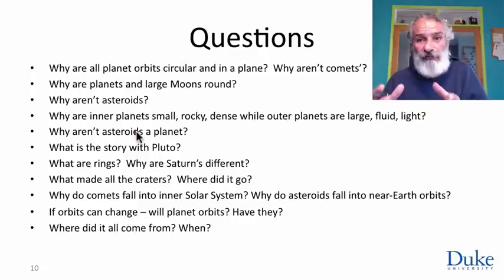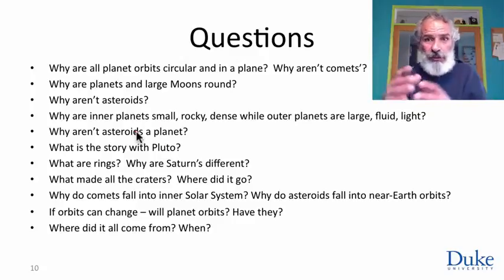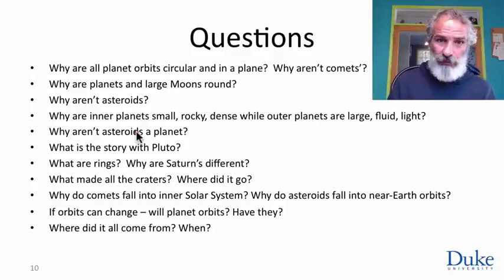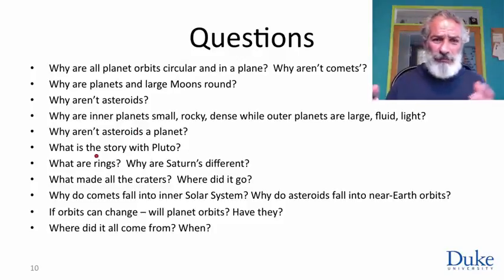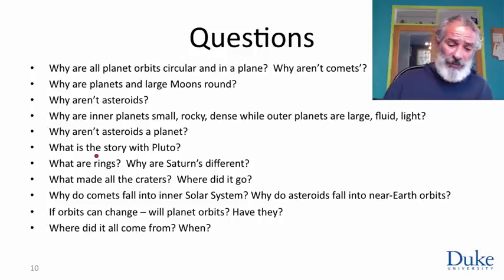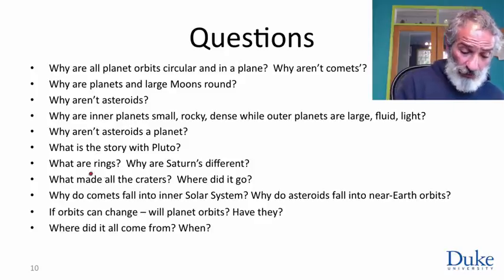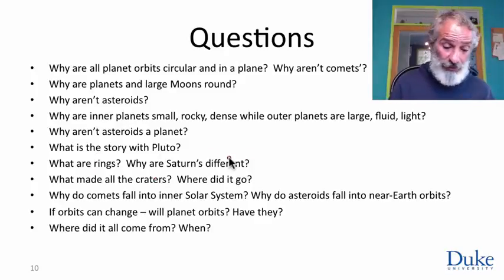There's clearly stuff there. There's room between Mars and Jupiter. Why didn't a planet form there? Why didn't asteroid belts form elsewhere? Why did the rest of the solar system coalesce into planets? This is not a science question, but it's always asked. What happened to Pluto to get it demoted from planet to dwarf planet? What's a dwarf planet anyway? What are rings? Why does Saturn come equipped with these brilliant special rings? What made all the craters? Where did it go? Is it coming back?